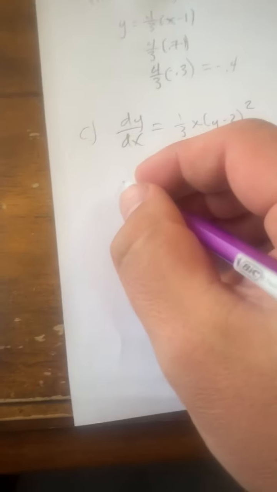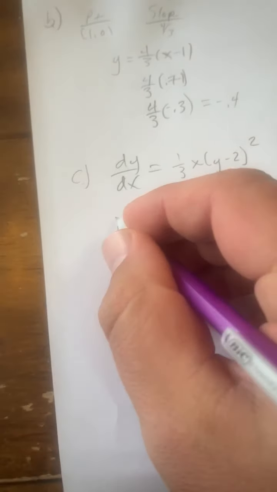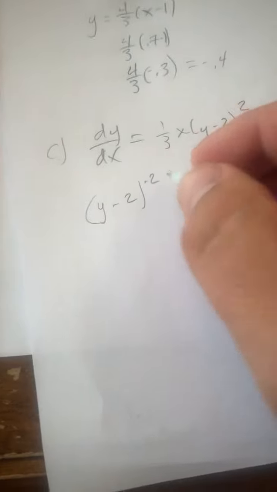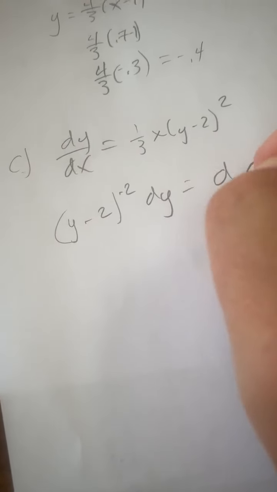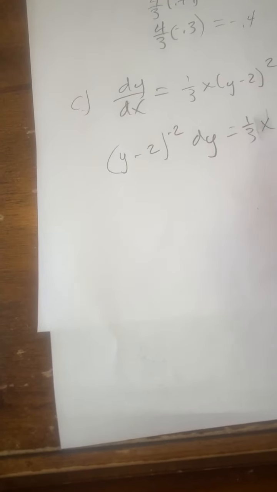So I'm going to take the (y minus 2) squared over here. It's going to be 1 over (y minus 2) squared, or (y minus 2) to the negative 2. I'm going to take the dx over here. You get a point for that. So 1/3 x dx. So just by knowing you need to separate variables when it says particular solution.